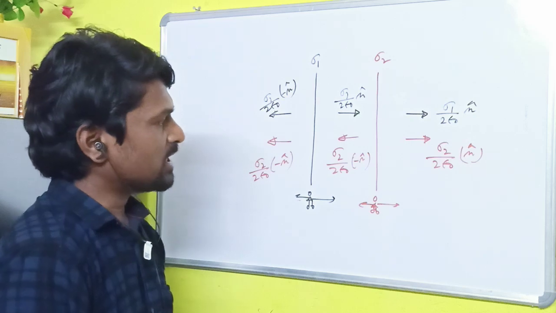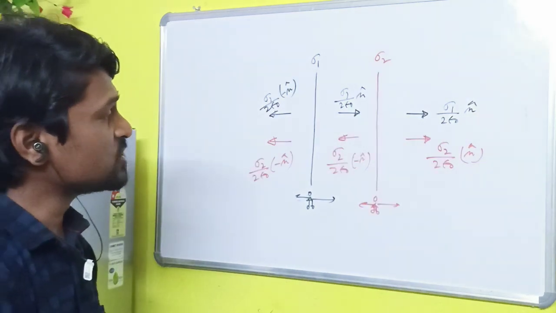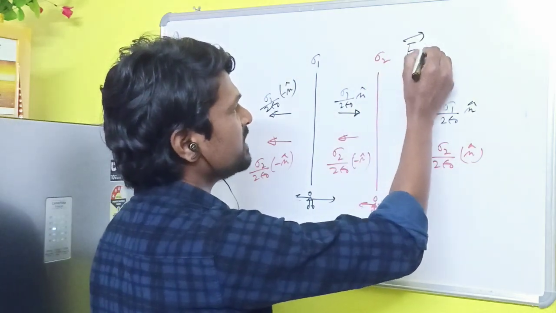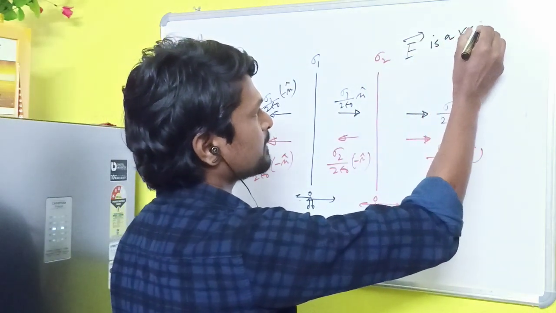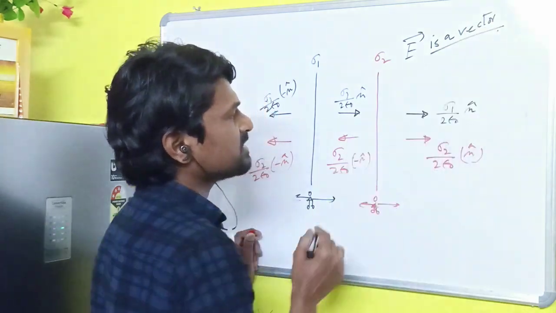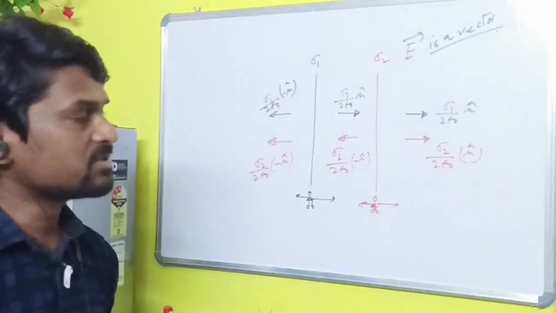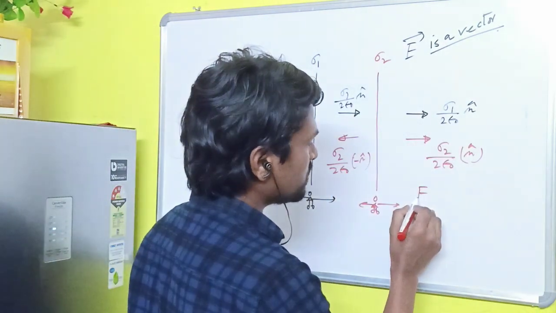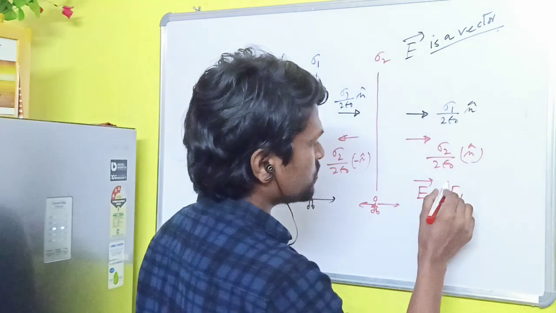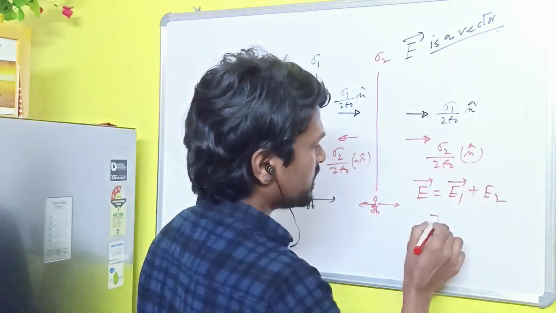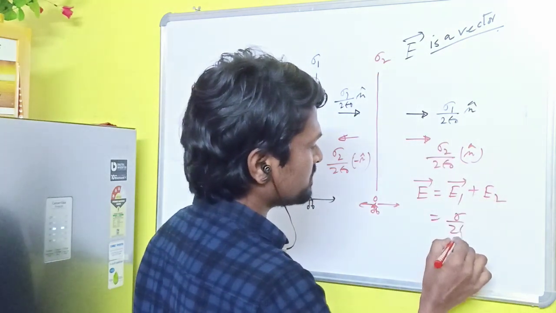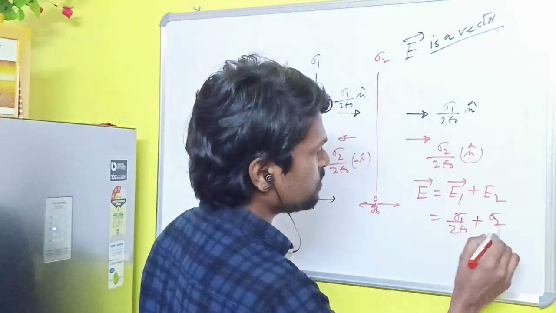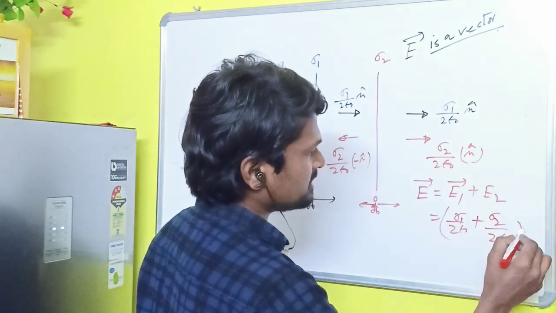So now students, you have to take a vectorial addition. Why vectorial addition? Since electric field is a vector, you have to take a vectorial addition. That is, the net electric field is E equal to E1 plus E2. E1 means sigma 1 by 2 epsilon naught plus sigma 2 by 2 epsilon naught, and this is along n.